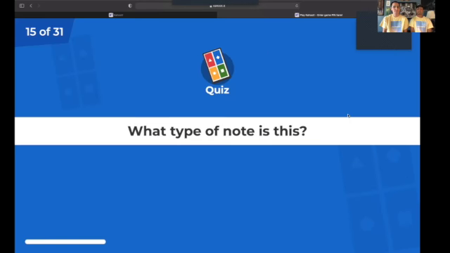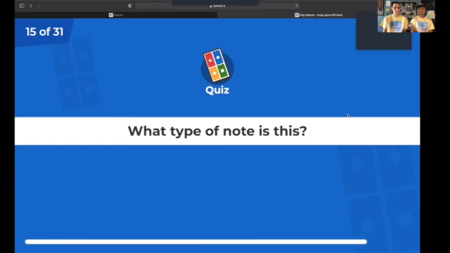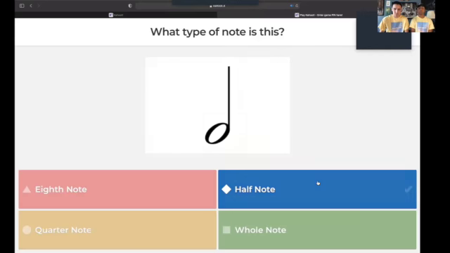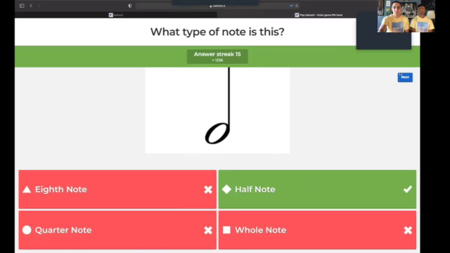Moving on to question 15, what type of note is this last one? Is it an eighth note, half note, quarter note, or whole note? Remember, this one has the stem, no flag, but it also is open, and that is going to be your half note. That's going to be 2 beats. Again, it's similar to the whole note in that it's open, but it also has the stem, and that's what separates it.